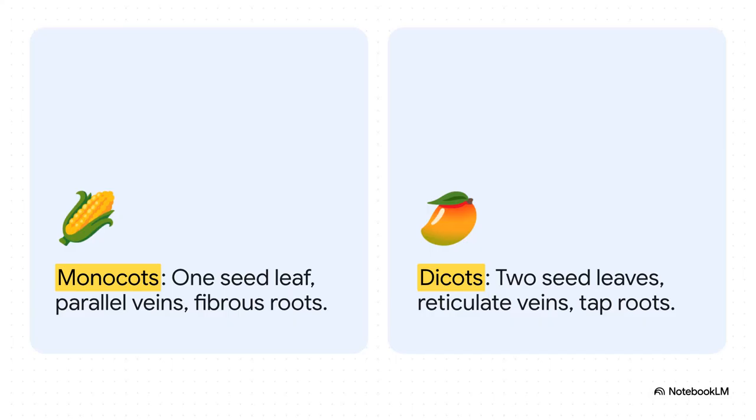And within those advanced flowering angiosperms, there's a clear split, something you can actually spot right in your own backyard. You've got monocots, like maize and bamboo, which have just one seed leaf, parallel veins on their leaves, and fibrous roots. Contrast that with dicots, like a mustard plant or a huge mango tree. Dicots have two seed leaves, net-like reticulate veins, and a really strong central taproot anchoring them down.